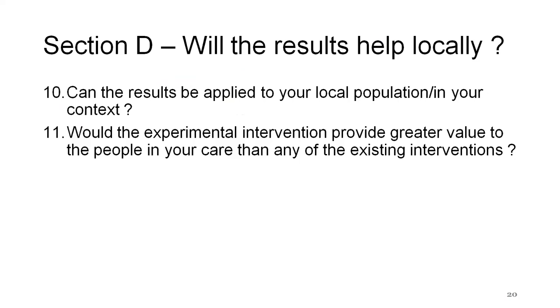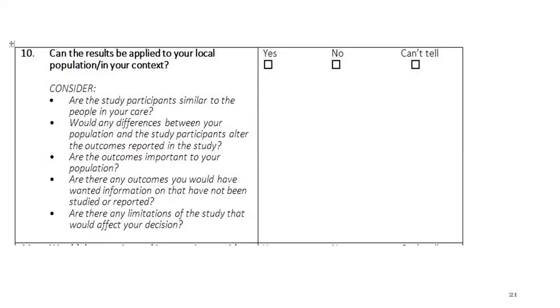So section D will deal with whether the results help locally. Can the result be applied to your local population or in your context, or would the experimental intervention provide greater value to people in your care than any of the existing interventions? So if you go to question 10, can the result be applied to your local population in your context? To say yes, no, or can't tell, we have to consider the following questions.